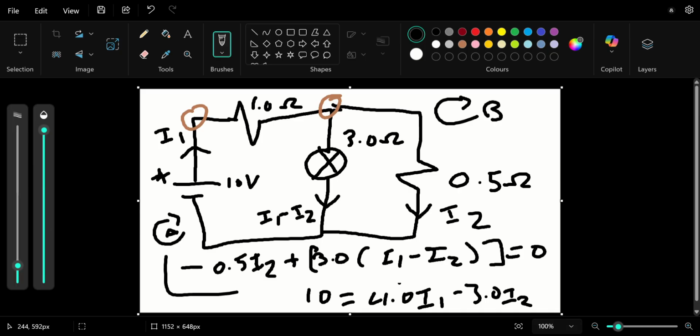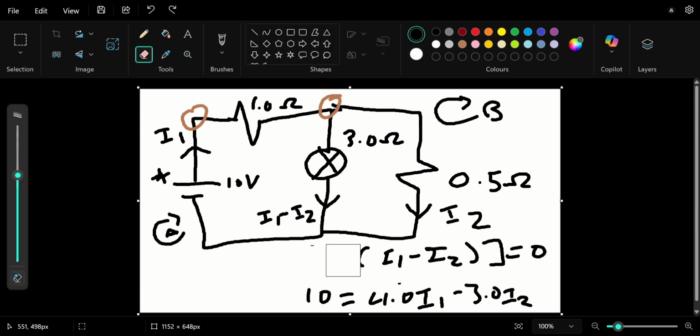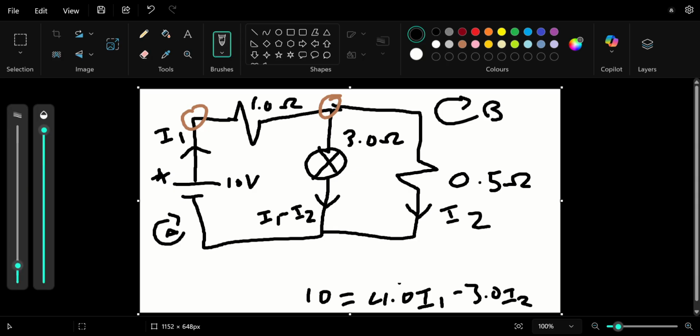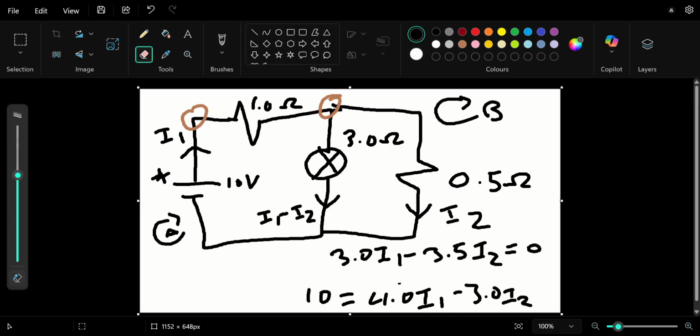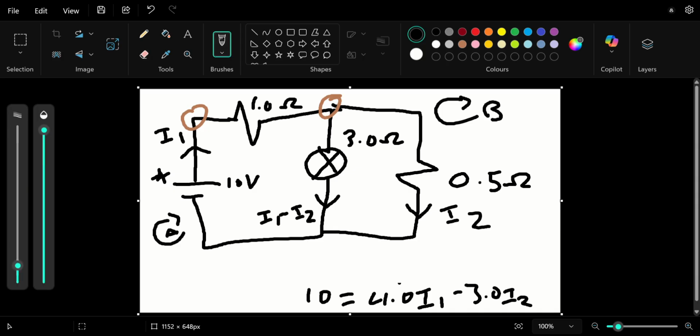Now we can simplify this second equation here as well. So if we break it down, we'll get this statement. 3.0 I1 minus 3.5 I2 equals 0. And if we equate them to each other and then divide by 3.0, we'll get I1 being equal to 1.2 I2.